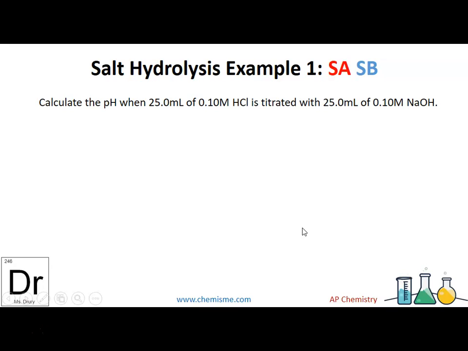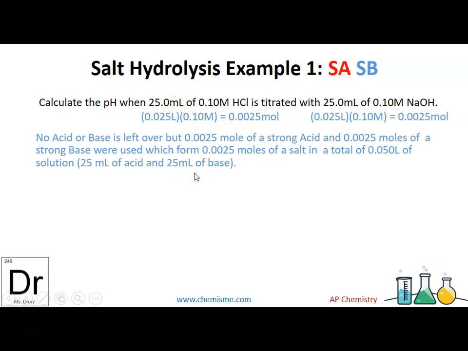It says calculate the pH when 25 milliliters of 0.1 molar hydrochloric acid is titrated with an additional 25 milliliters of 0.1 molar base. You might already be able to see that both of these come out to be 0.0025 moles by multiplying the molarity by the volume, and that means we're at equivalence. There's no acid or base left over because 0.0025 moles of strong acid and 0.0025 moles of strong base were used, and that means you made 0.0025 moles of a salt in a 0.05 liter solution, 25 acids, 25 bases, but that salt is neutral. So you're done with the calculation. You're just like, neutral salt, pH is 7.